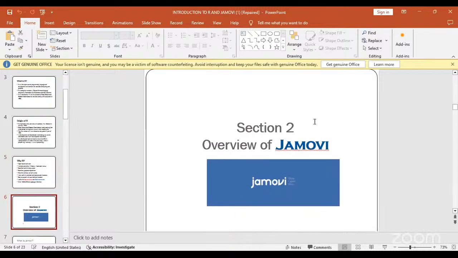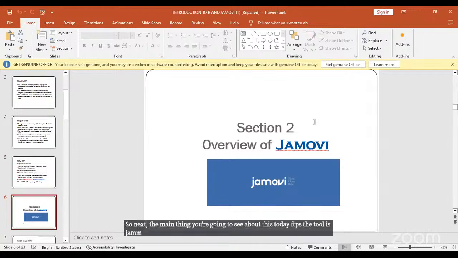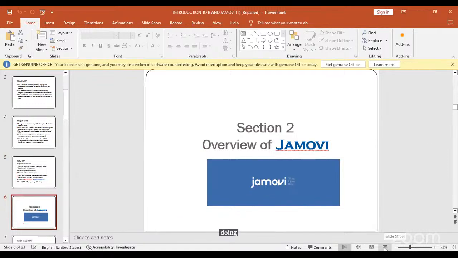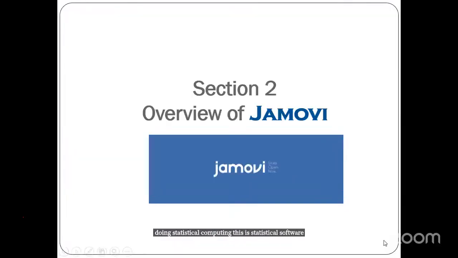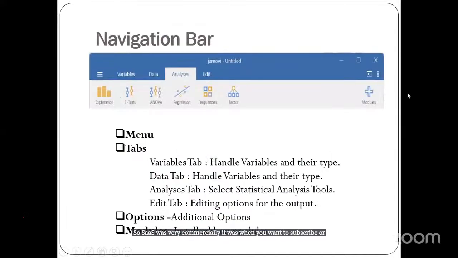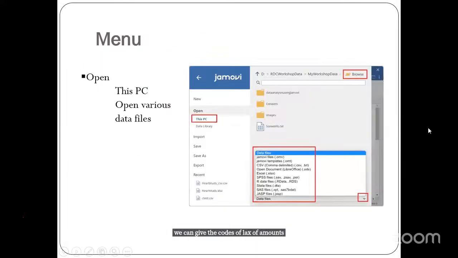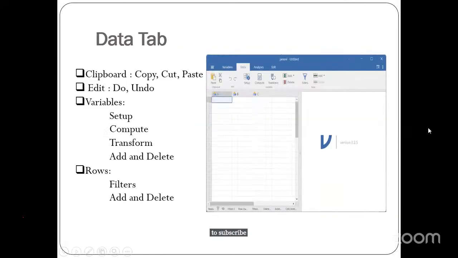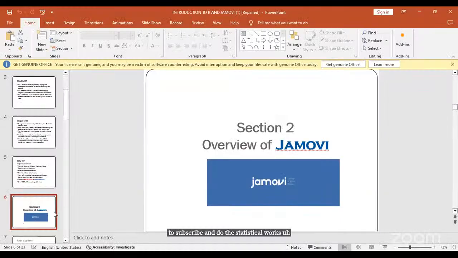Next, the main thing we are going to see today in this FDP is the tool jamovi. Jamovi is an open source software tool for doing statistical computing. This statistical software is a replacement for commercial software like SAS and SPSS. SAS was very commercial. When you want to subscribe to SAS for our university, we have to pay crores and lakhs of rupees to subscribe and do statistical computing.